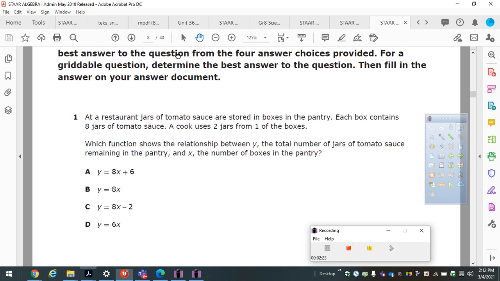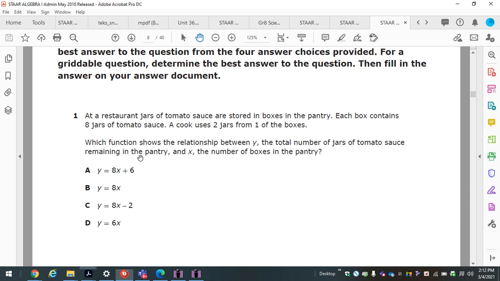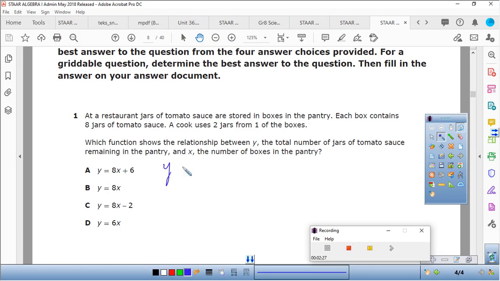Okay, here's question number 1. Super easy. This is a joke question. You can see the answer right here. Remember, this is going to be y equals mx plus b. Here, m is the slope, your rate of change, and b is your starting point.